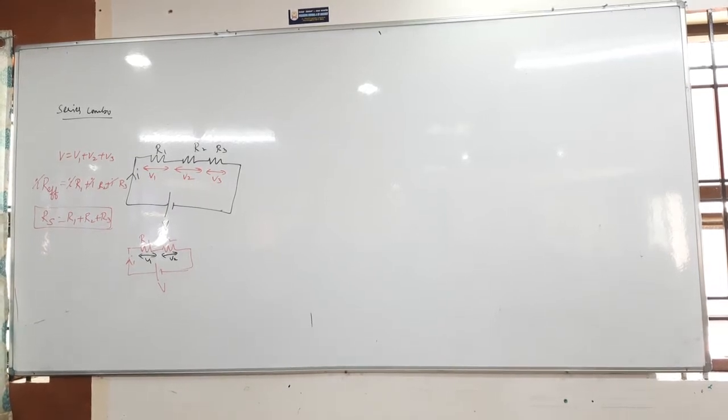In series combination we have to find the voltage across each resistor, the voltage across R1 and the voltage across R2. You have to find that. I is equal to I1.